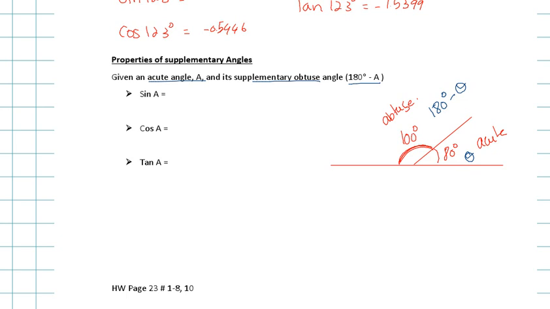Alright. Sine A, how can you relate it to the sine of 180 minus A? Is it the same or is it the opposite? It's the same, because they're both positive. So sine A is equal to sine of 180 minus A. How about cosine? Opposite. It's negative. So cosine A is negative cosine of 180 take away A. And tan is negative.